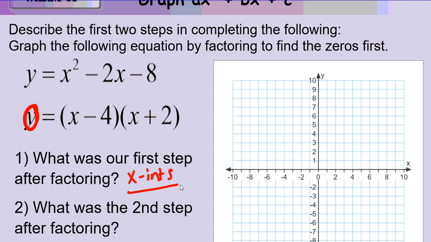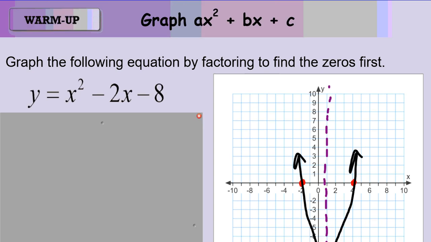Why was finding the x-intercepts helpful? Because the vertex is always halfway between the x-intercepts. So my first step was find the x-intercepts after factoring. After I found the x-intercepts, I could find the vertex. Here's what it actually looked like when we did it.